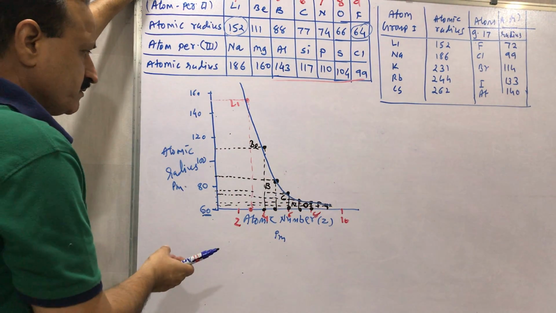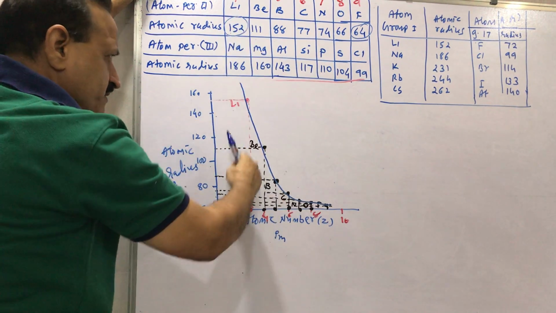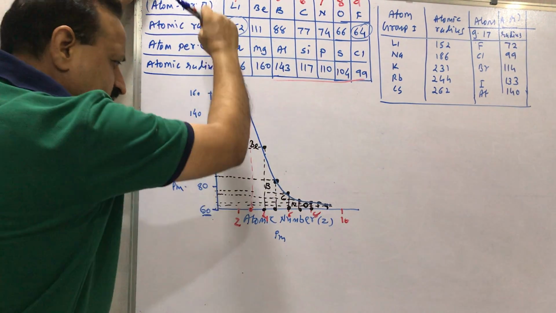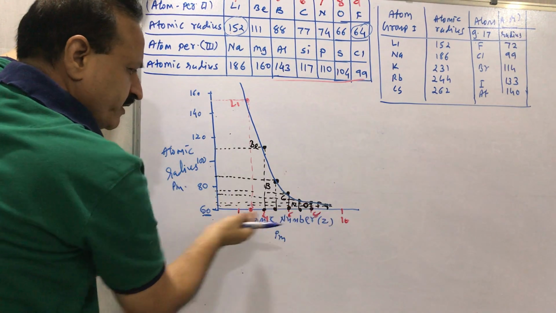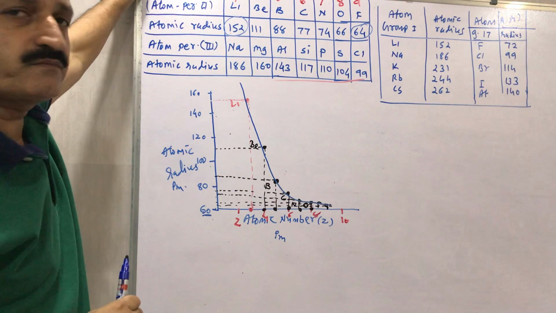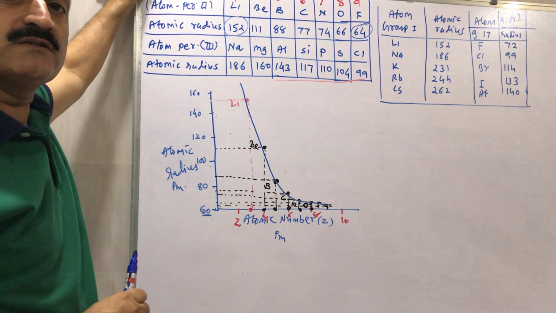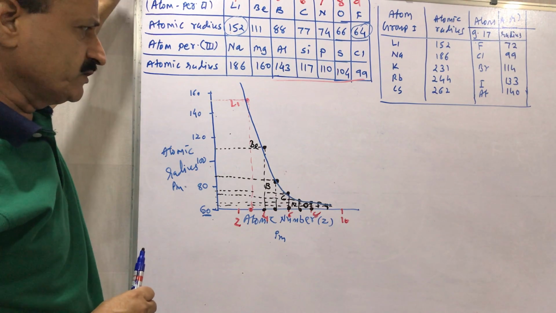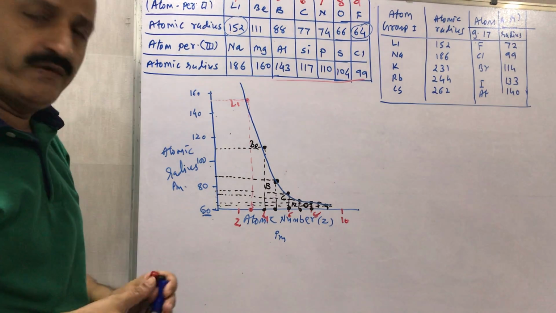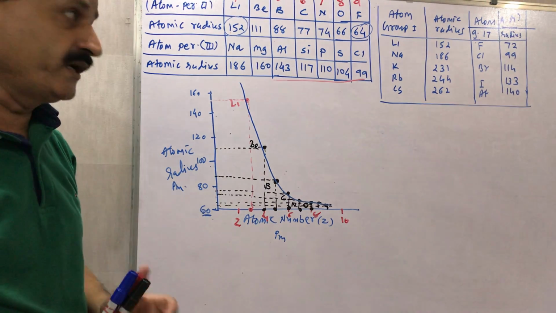So as atomic number increases, atomic radius decreases, because as atomic number increases in a period, size decreases. If size decreases, then atomic radius decreases. This is a very easy, very simple explanation for the atomic radius.